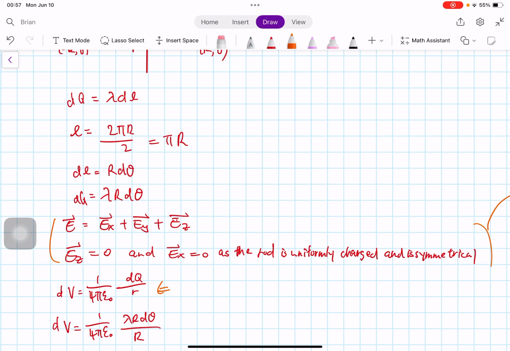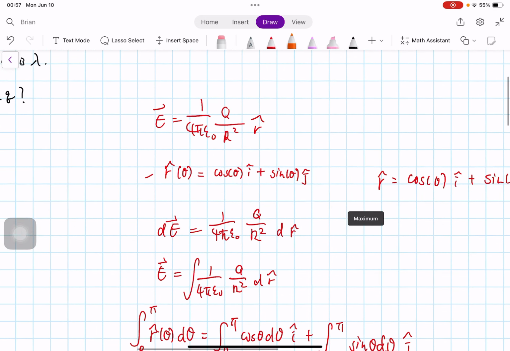So if I separate E into Ex, Ey, and Ez, Ez is equal to 0 because there are simply no electric forces on the z-axis, and Ex is equal to 0 because all the electric forces on the x-axis are cancelled out because of the symmetry.